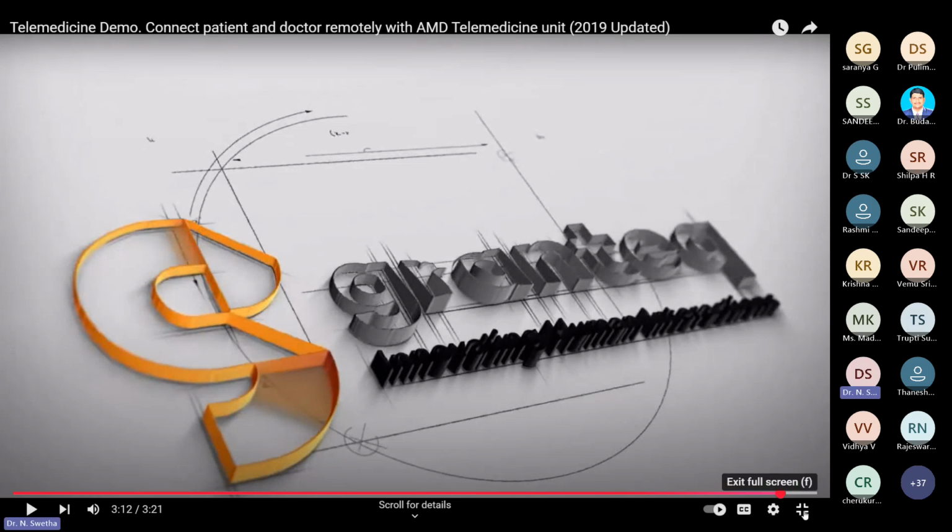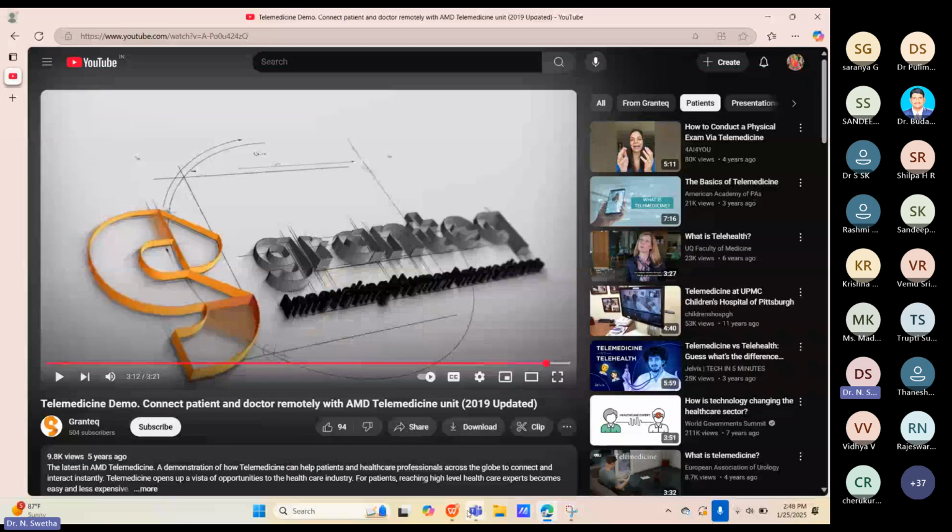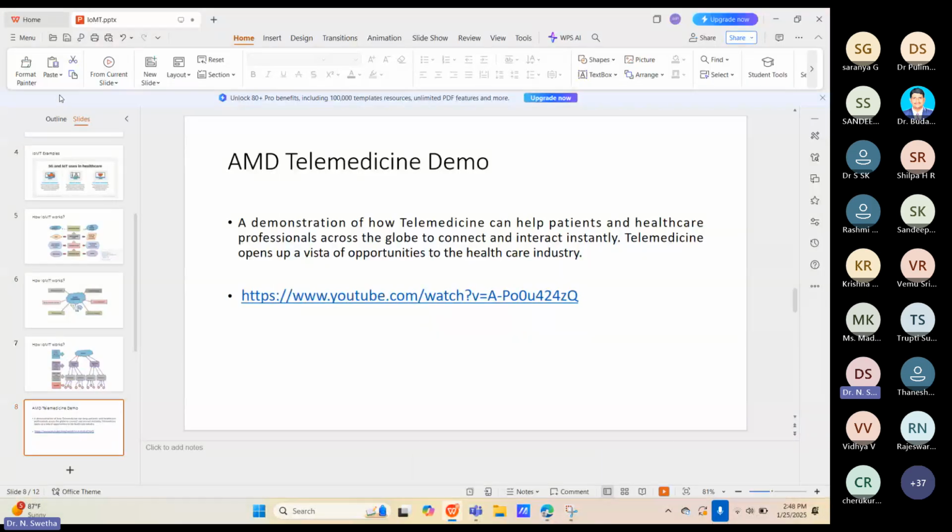So I think you have seen this particular video on telemedicine. What he was doing is sending the complete examination and eye snapshots. Those were being stored in the portal. Another important thing that came to my mind was prescriptive analytics.